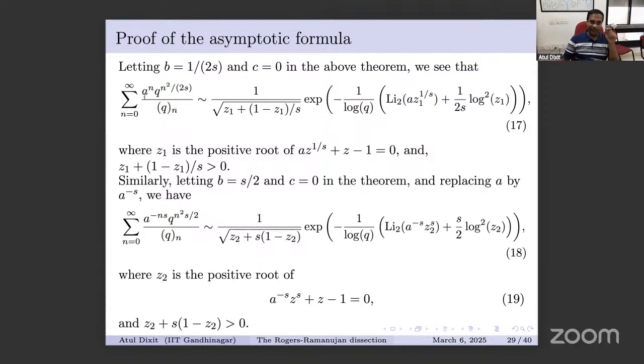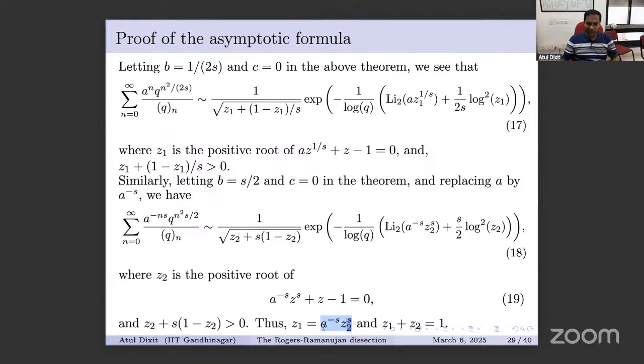Similarly, in the other sum, we are taking the product of these two, right? So in the other sum, we have s by 2 taken for b, and c is 0, and one gets this. Now when you multiply these two sides, the things inside the exponentials get added. But there is also one more important thing. See, there is this z1 here and there is z2. z1 is the positive root of this, and z2 is the positive root of this. But there is a relation among z1 and z2. What is that relation? z1 is a to the minus s times z2 to the power s.